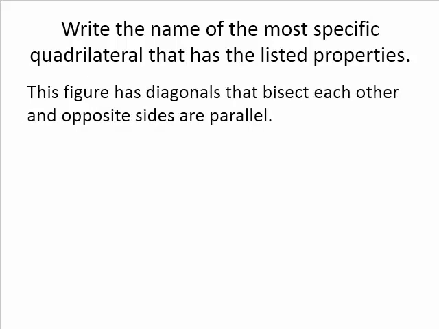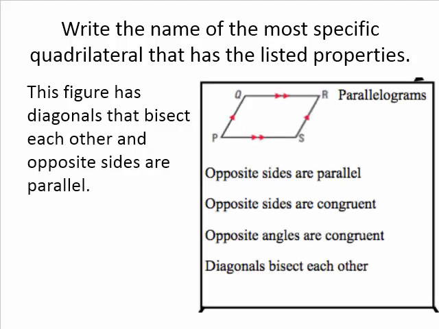Alright, this figure has diagonals that bisect each other and opposite sides are parallel. Now the most specific shape we can choose is a parallelogram, because we're not told anything about the diagonals other than the fact that they bisect each other.